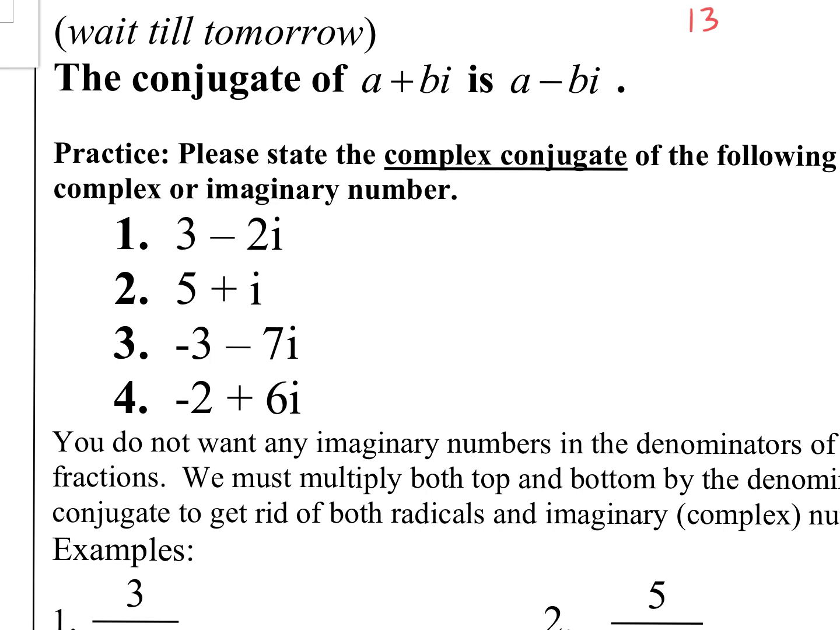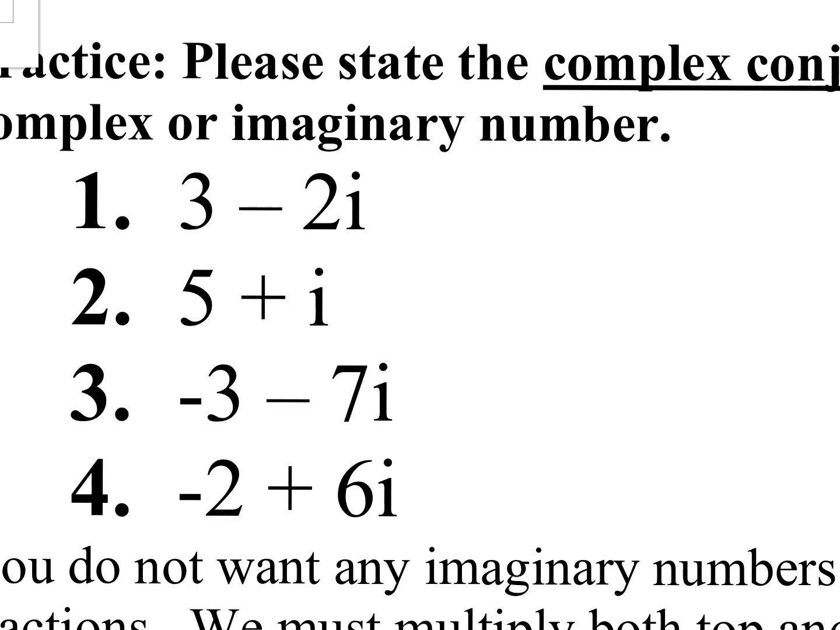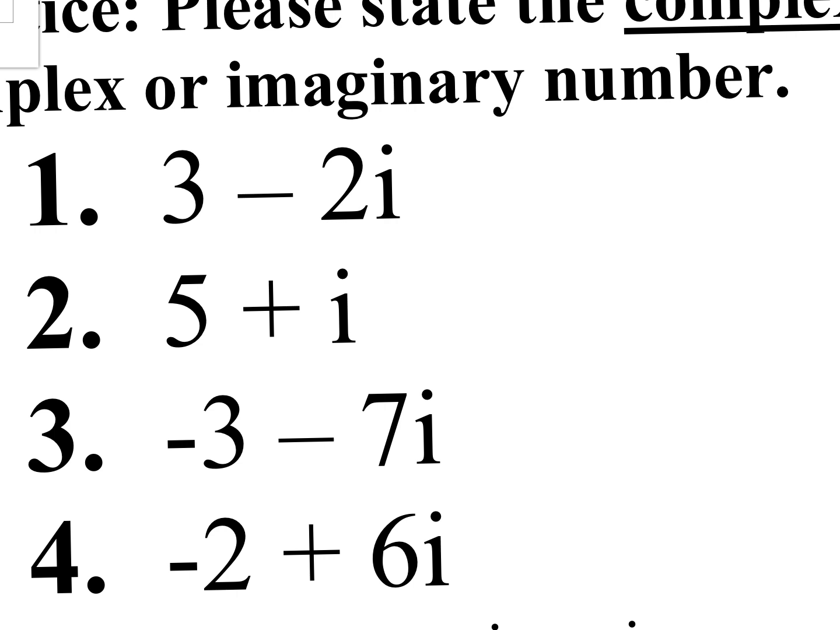Yesterday we said that a complex number was the real part and then the imaginary part. Any number plus whatever number that's i, that's a binomial, that's a complex number. And the conjugate of this guy is simply changing the plus to a minus, or the conjugate of this guy is changing the minus to a plus. It's that simple. So when I ask you, number one, what is the conjugate of 3 minus 2i? You're going to say what? 3 plus 2i. Simple, right?